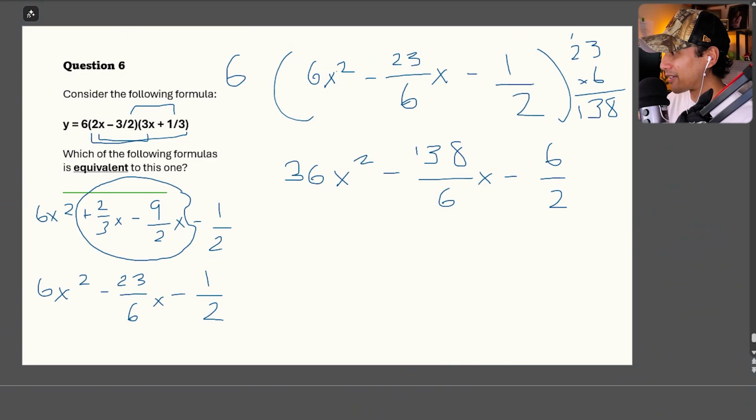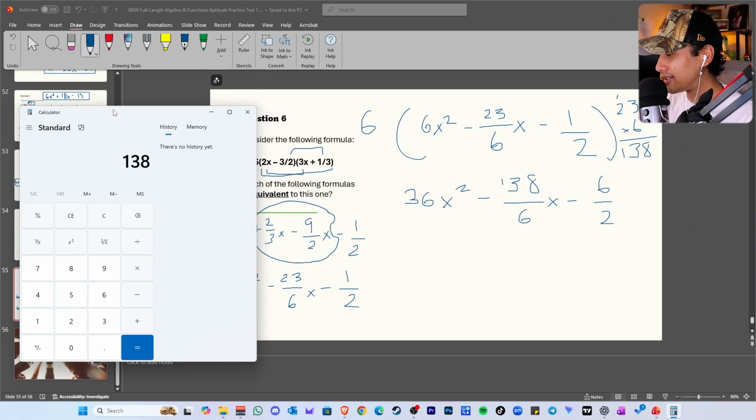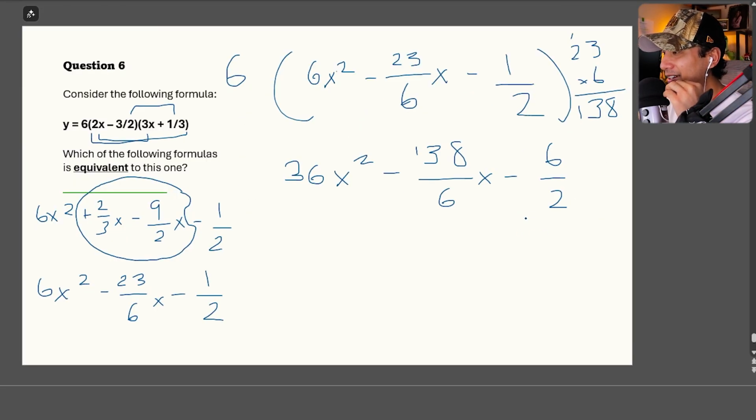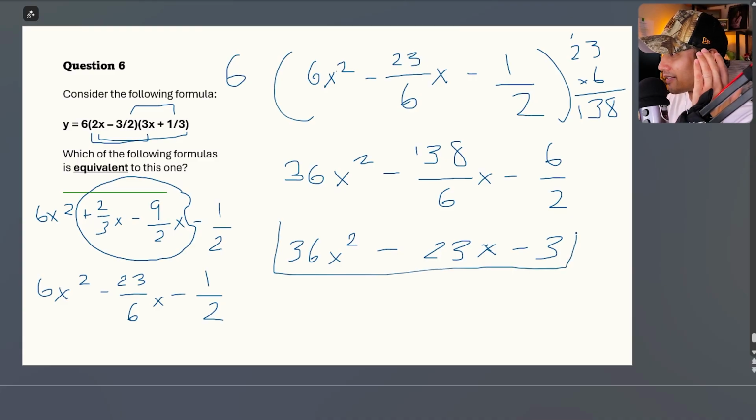Let's break out the calculator. 138 divided by 6. Oh my, what? Well, okay, that makes sense. Okay, I see what I did here. So the answer is this: 36x squared minus 23x minus 3. This is the answer right here. We're done.